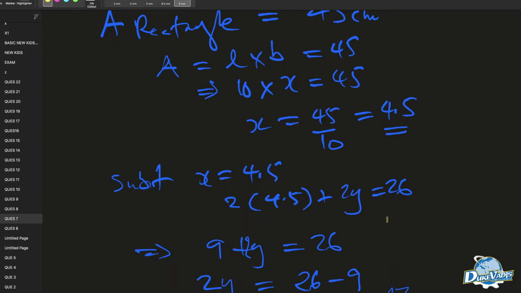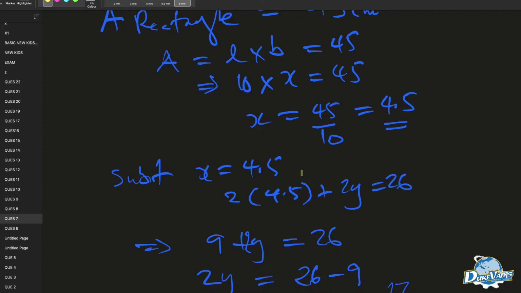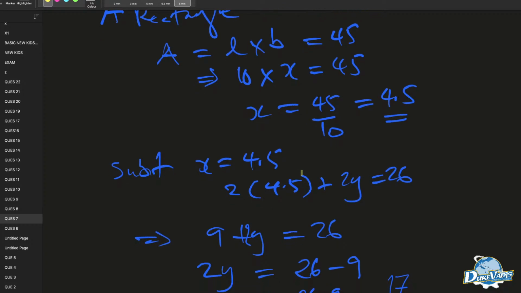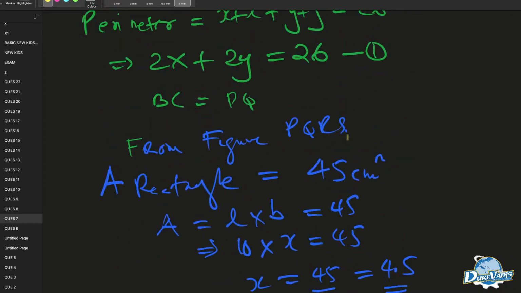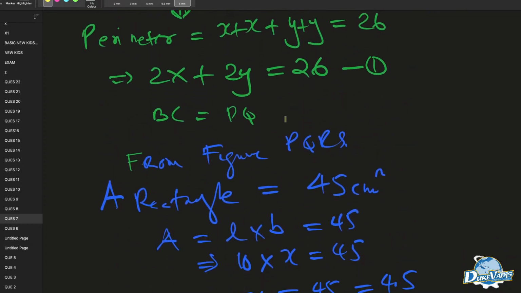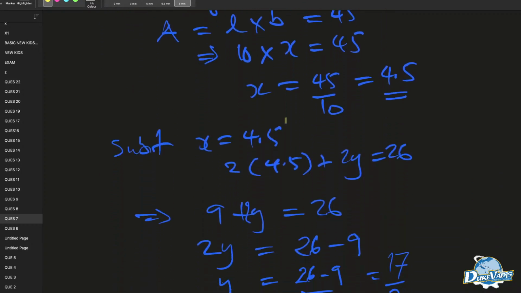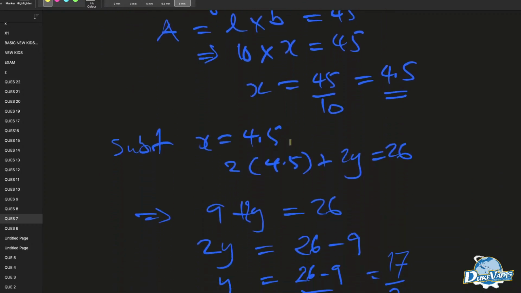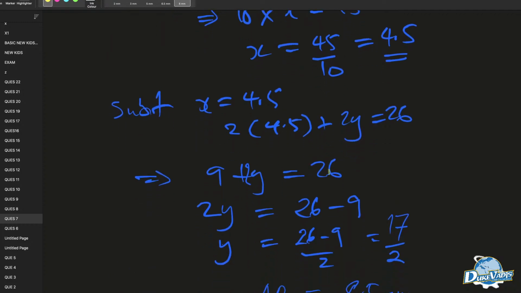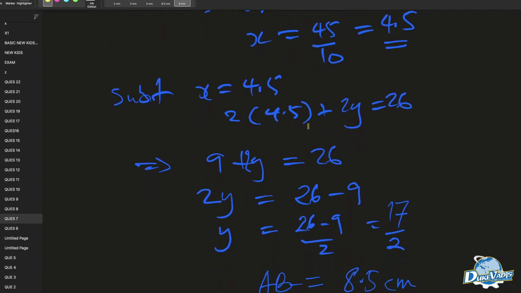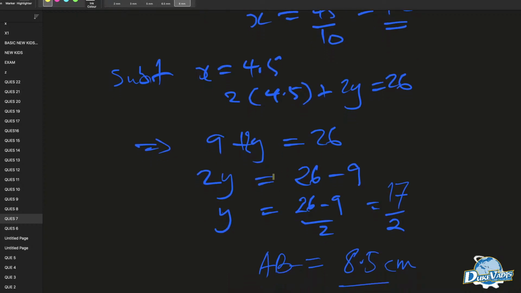But that was not the main matter of interest. The matter of interest is to find the length of the dimension AB. So then we put the 4.5 we got back into this equation up here, 2x plus 2y equals 26. And we know our value of x to be 4.5. We'll put it here and we solve the equation. So this 4.5 times 2 gives us 9, plus 2y equals 26. Okay, so we will take 9 from both sides. We have 26 minus 9 equals 2y.